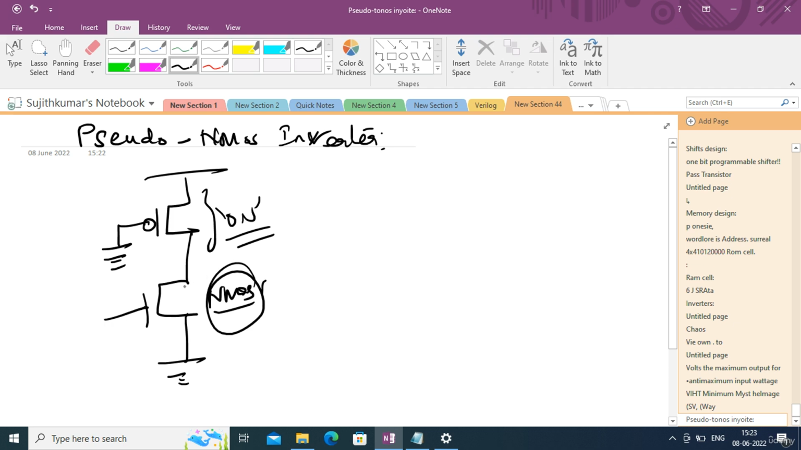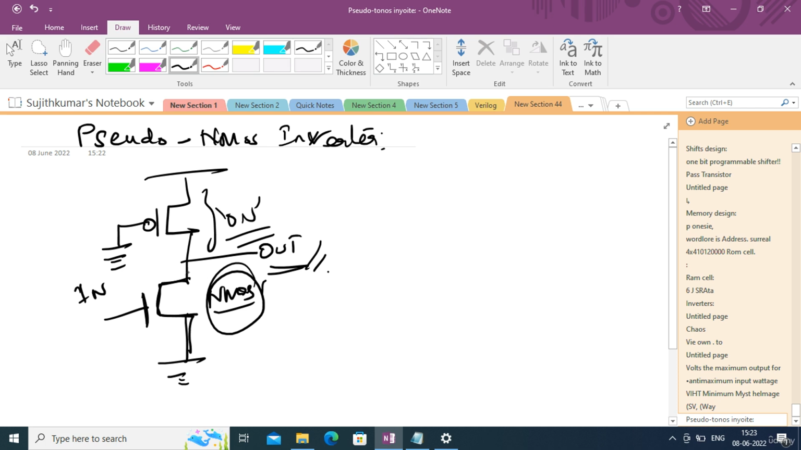I told you for an inverter the NMOS is compulsory, and in the load side you can have either a PMOS or a PMOS with grounded, which makes it pseudo NMOS inverter, or even a resistor. So this is the typical design of the pseudo NMOS inverter, guys.